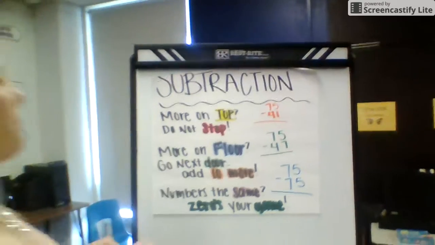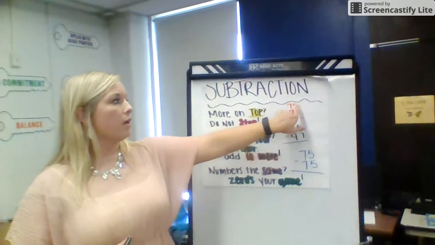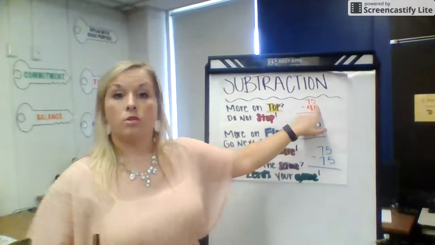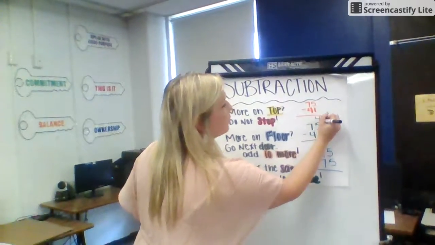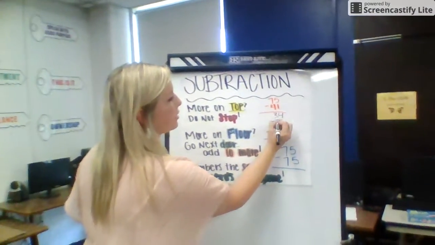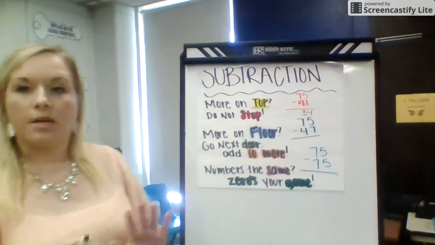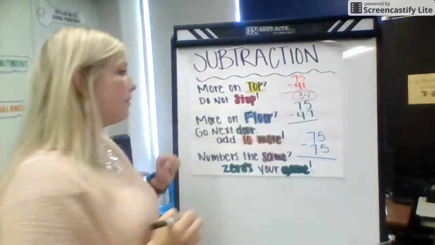So like we said, if the big number is on top, so we're going to start in our ones column, 5 is bigger than 1. So do we stop? No. 5 minus 1 is going to equal 4. The big number is on top again, so 7 minus 4 is 3. You did this yesterday, comes out as a really happy number, super easy. I'm going to circle that answer so we know we have it.